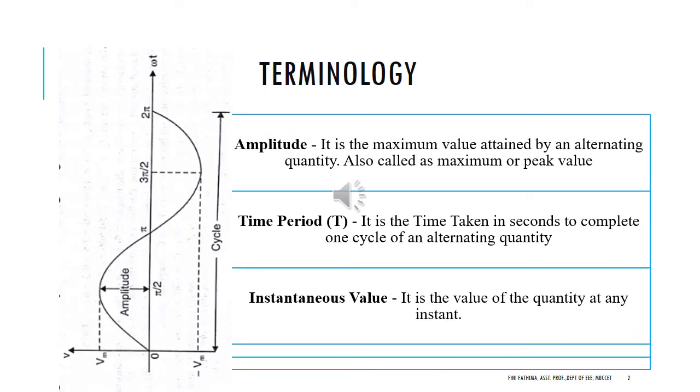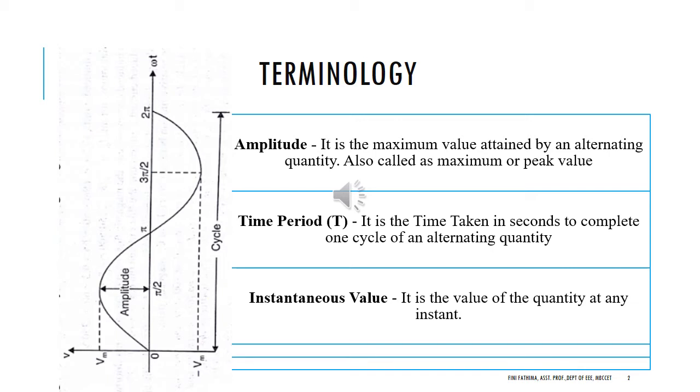In the slide we can see an AC sinusoidal waveform, and I have represented the main important terms. First one is the amplitude. Amplitude notates the maximum value attained by the quantity. It is otherwise known as the peak value or maximum value, and is notated by capital letter V, small letter m for maximum. So Vm, or we can call it Vmax for a voltage waveform.